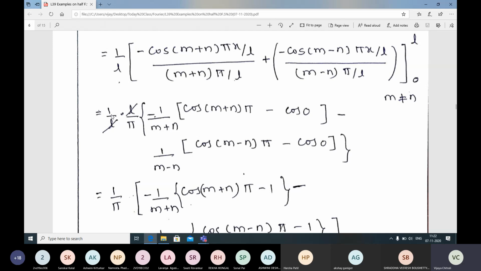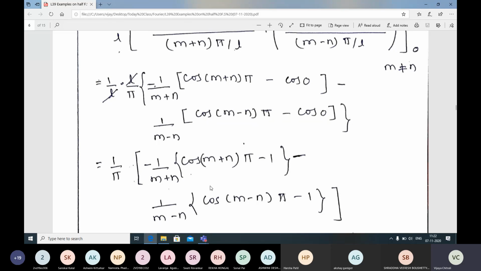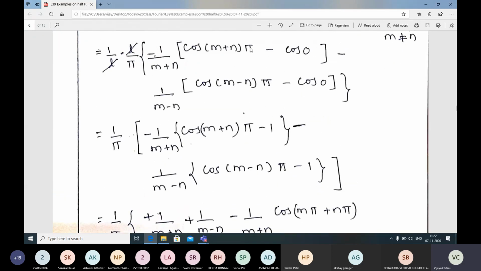Now the L get cancels. 1 by pi, minus 1 upon m plus n cos. Take this pi inside, or multiply pi. So we'll get here cos m plus n pi, keeping this pi as it is, and cos 0 is minus 1. Minus 1 upon m minus n cos m minus n pi, and cos 0 is minus 1.